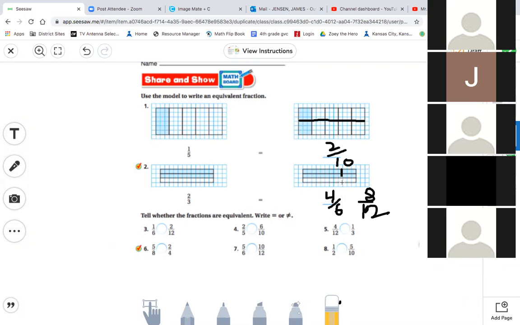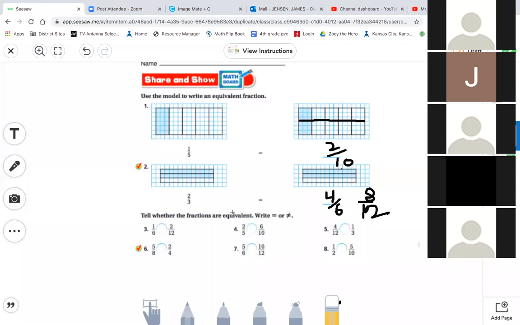I think I can. Let's think. Nah, maybe not. What if we did this? Now we're good. So we can see that 2/3 is equivalent to 4/6, and it's equivalent to 8/12. All right.